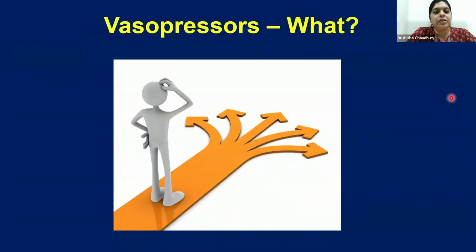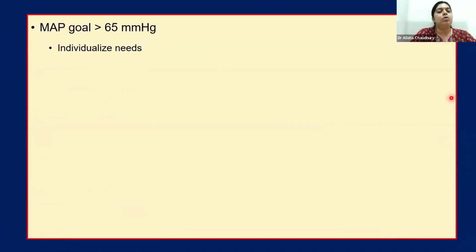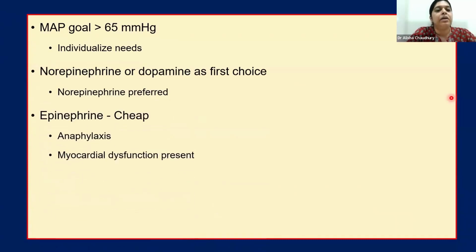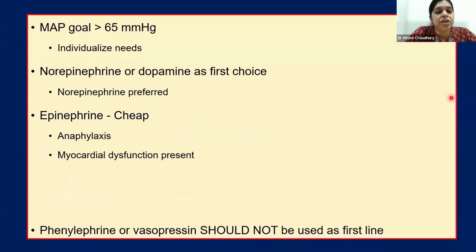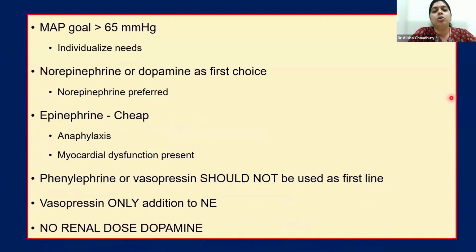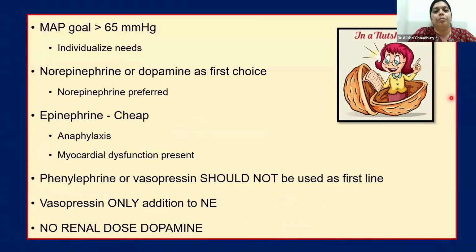So when we look at vasopressors, the MAP goal should be more than 65, but individualize according to your patient. Some patients may require a higher MAP. Norepinephrine or dopamine as the first choice. If there's a confusion, prefer norepinephrine. Epinephrine is cheap, very good, especially if you are thinking of anaphylactic shock or a case of myocardial dysfunction. Phenylephrine or vasopressin should never be used as first line. Add vasopressin only as a second option to noradrenaline. There is no use of renal dose of dopamine.